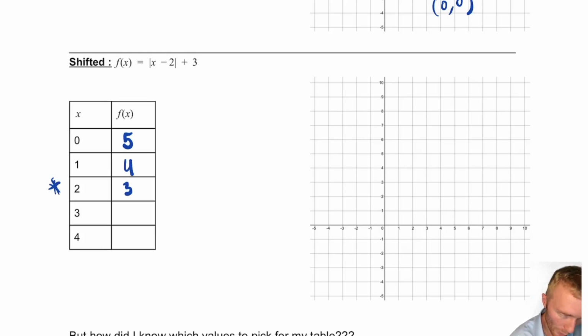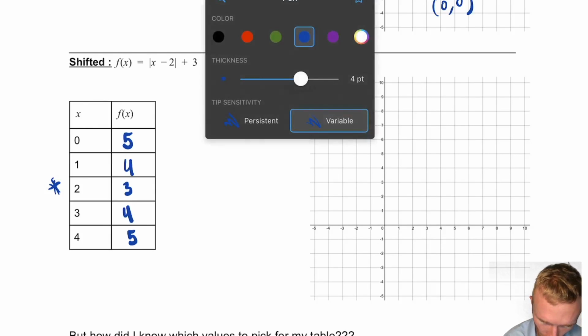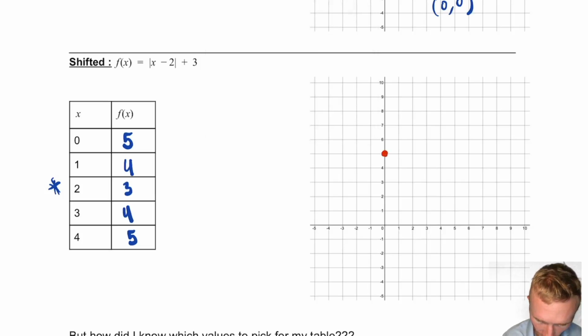This seems important here, and we're going to come back to it. Plug in 3. 3 minus 2 is 1. Plus 3 is 4. Finally, plug in 4. 4 minus 2 is 2. The absolute value stays 2. Plus 3 is 5. So here we go. We'll do this one in red. We're going to have 0, 5, 1, 4, 2, 3. And then we start going back up again: 3, 4, 4, 5. Slopes of 1 and negative 1.